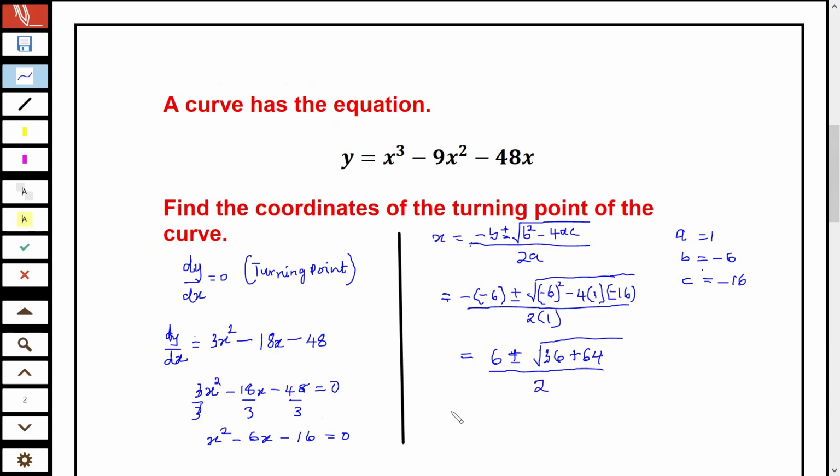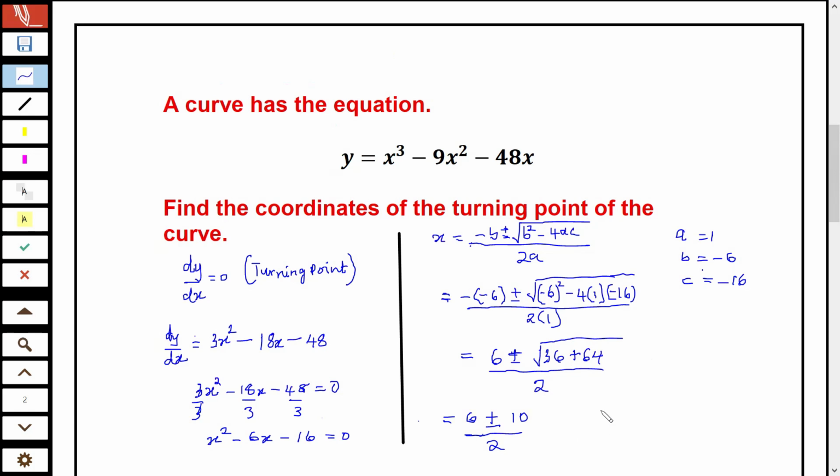Now, we can go further to simplify, where we say 6 plus or minus. Now, 36 plus 64 is equal to 100. And so the square root of 100 gives us 10. So 6 plus or minus 10 over 2.